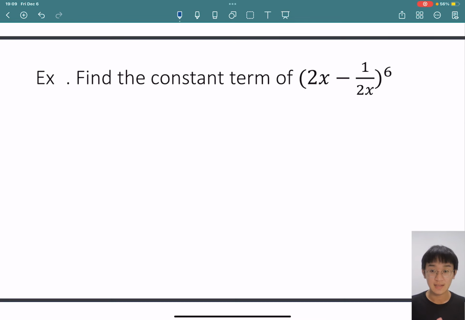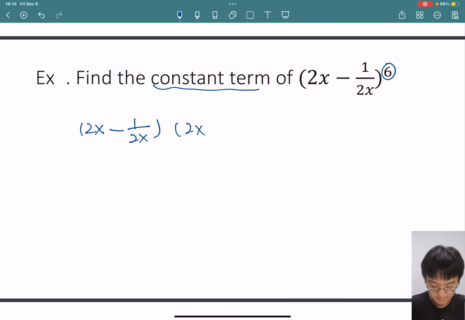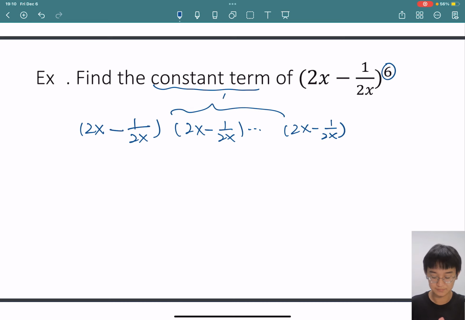So let's take an exercise here. We need to find the constant term of (2x minus 1 over 2x) to the power of 6. So how can we get the constant term? It's very easy if you use my box method. We have 6 boxes here, and each box is 2x minus 1 over 2x, 2x minus 1 over 2x, dot dot dot, 2x minus 1 over 2x. So we have 6 of these boxes.